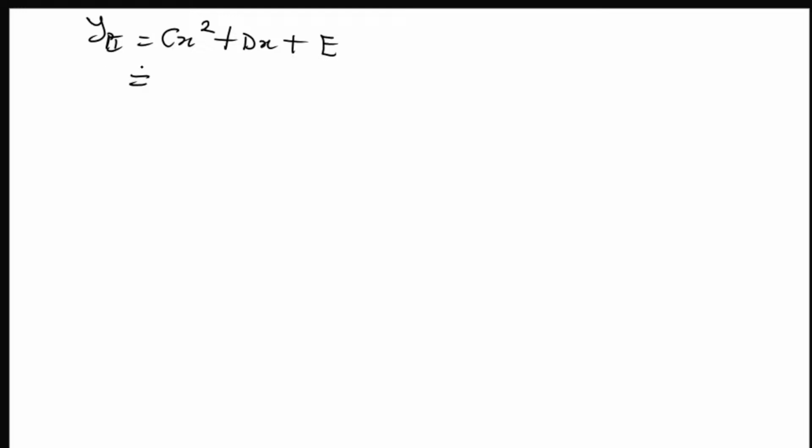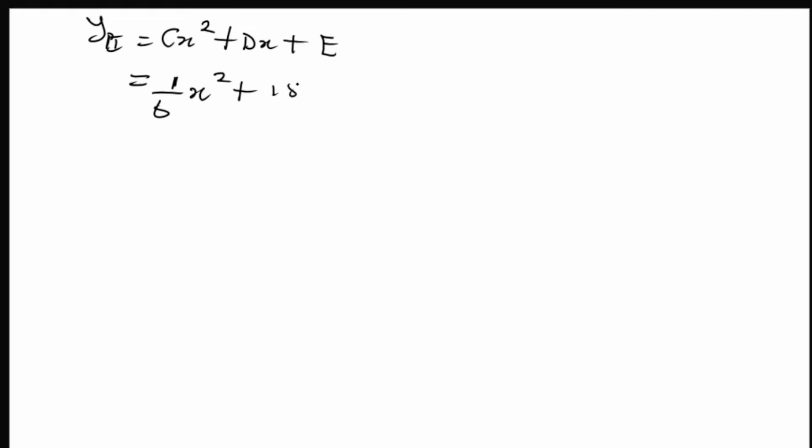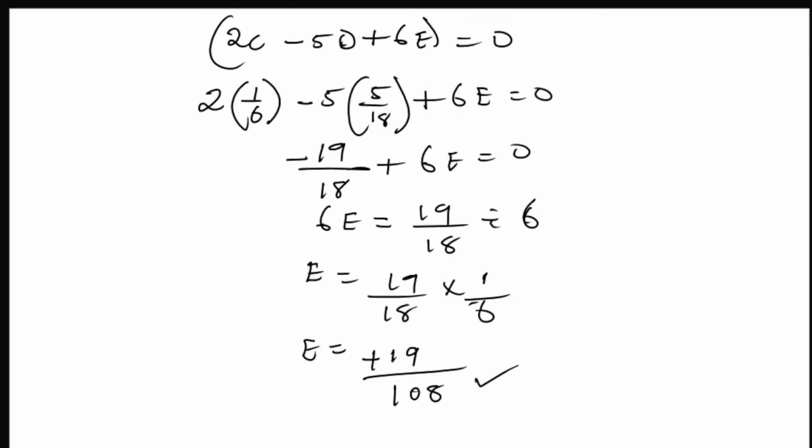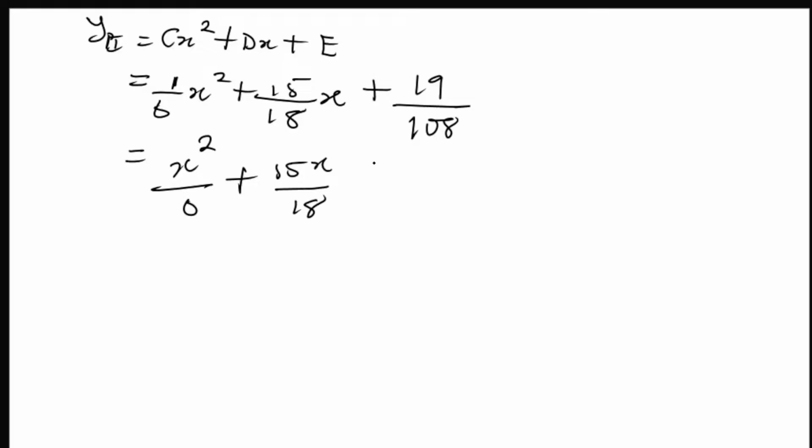What's our C? Our C was 1 over 6. So this is 1 divided by 6 of X squared plus what? What's your D? Your D was given to be 15 over 18. So you have your D there as 15 divided by 18X plus what? What's your E? Your E was finally given to be 19 divided by 108. So what we do is rearrange this equation, and if you rearrange this equation, you simply have X squared divided by 6 plus 15X divided by 18 plus 19 divided by 108.